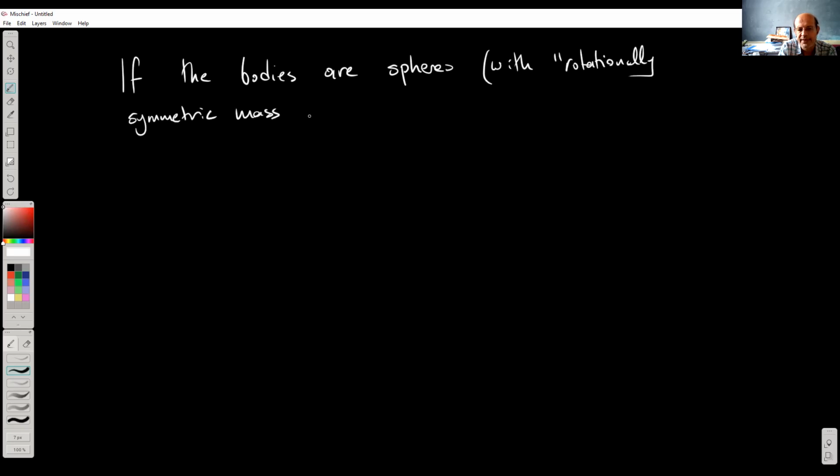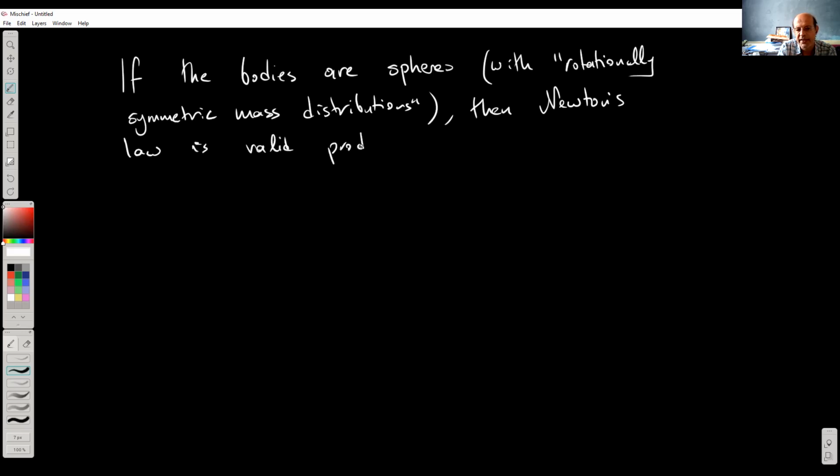Mass distributions. If the bodies are spheres, then Newton's law is valid, provided R represents the distance between centers.